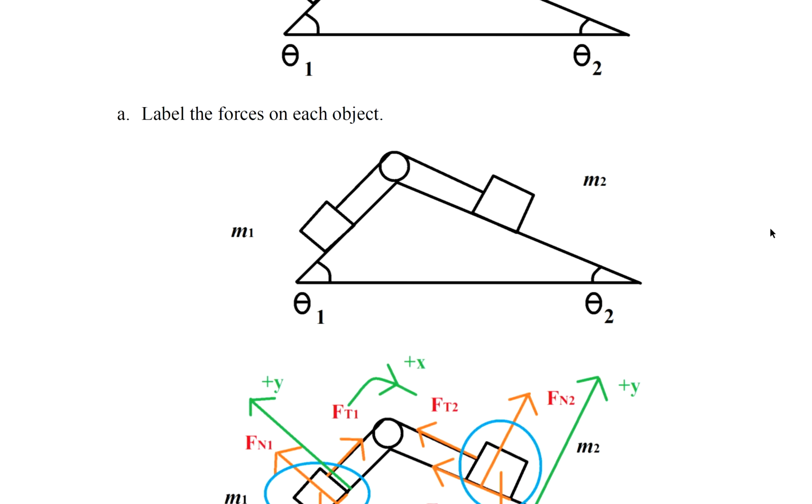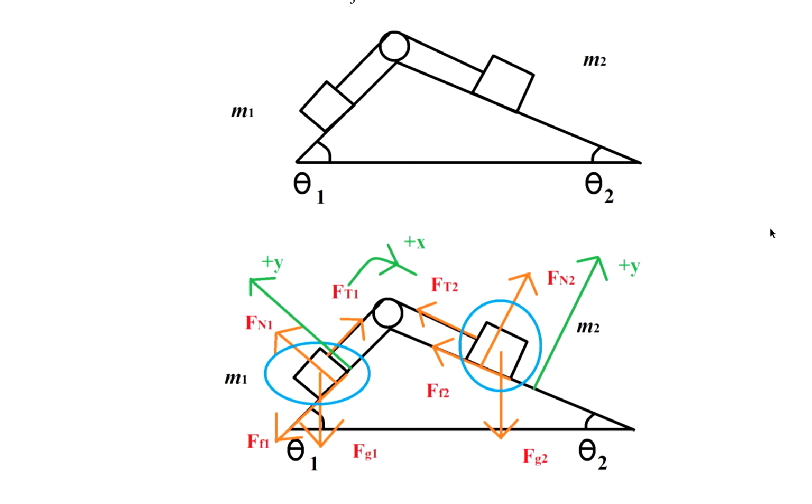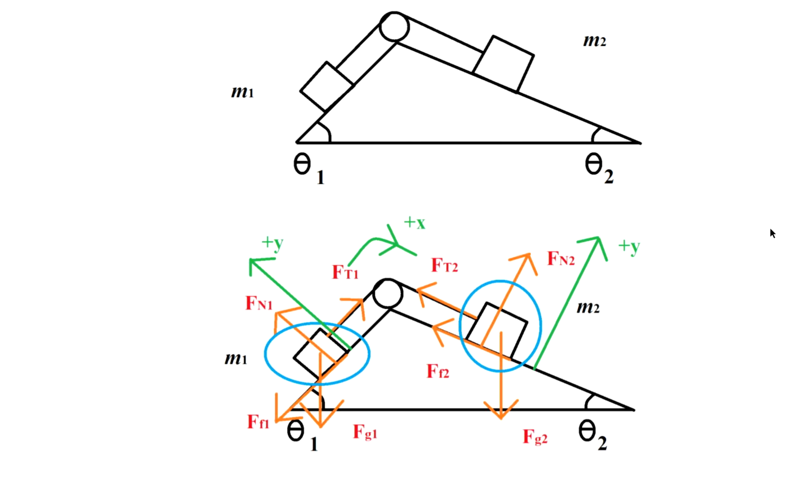Part A, label the forces on each object. So could you tell me the 4 rules for free body diagrams? Step 1, circle the objects. Step 2, label the forces. Step 3, draw an x and y axis. Step 4, use the equation F equals ma for each object.